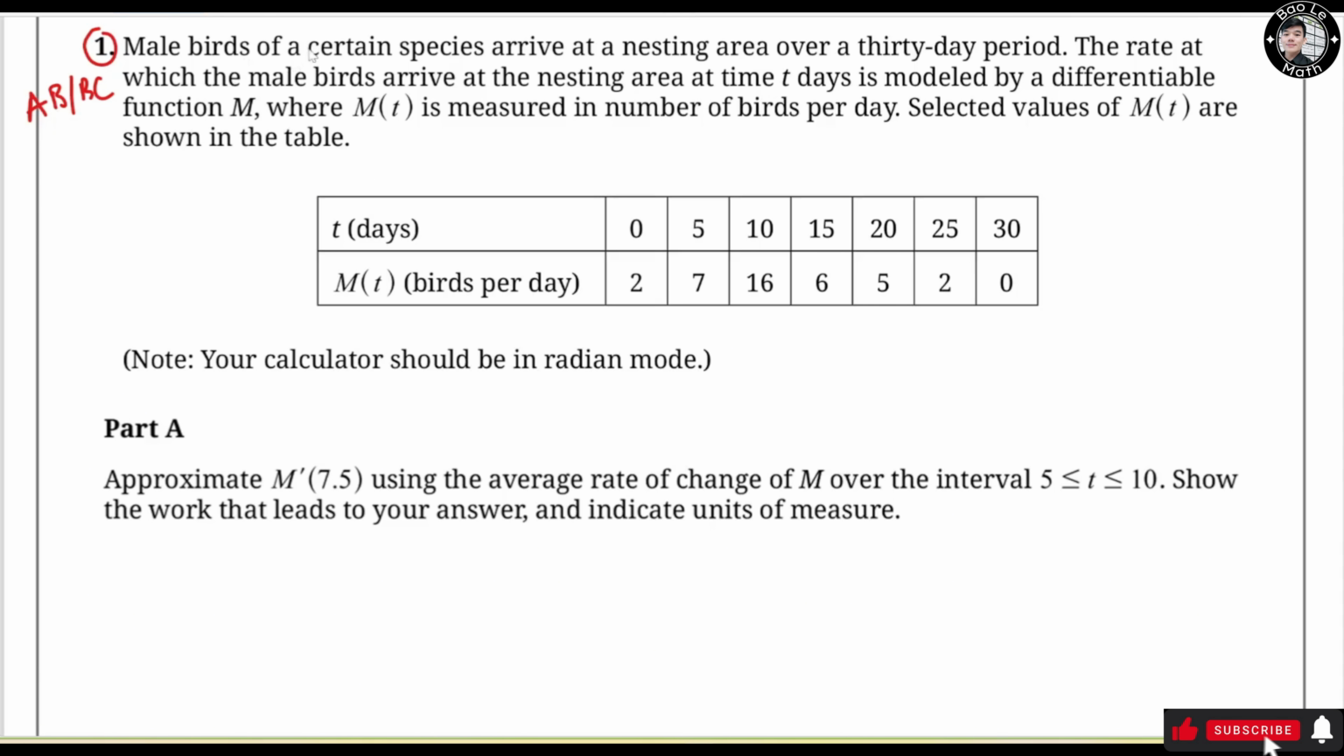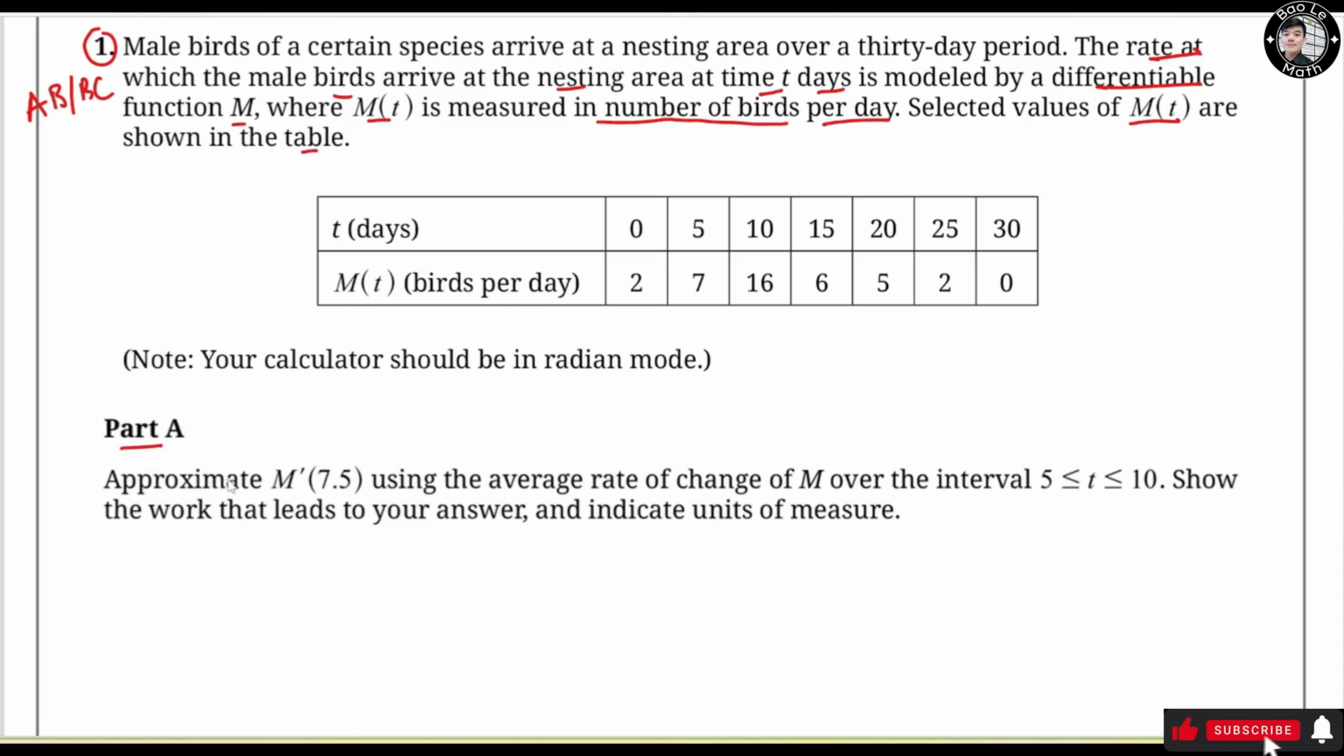Male birds of a certain species arrive at a nesting area over a 30-day period. The rate at which the male birds arrive at the nesting area at time t days is modeled by a differentiable function m, where m of t is measured in number of birds per day. Select values of m of t are shown in the table.